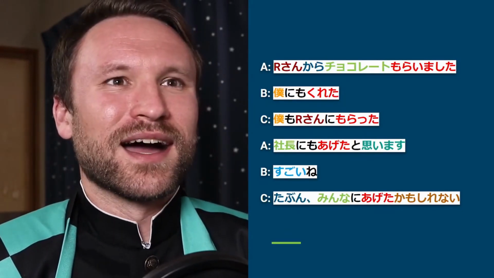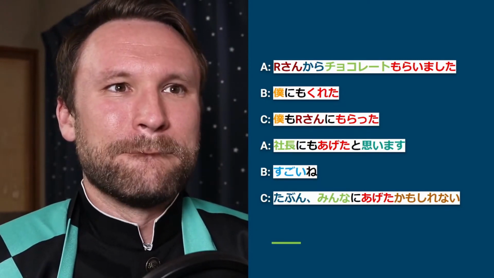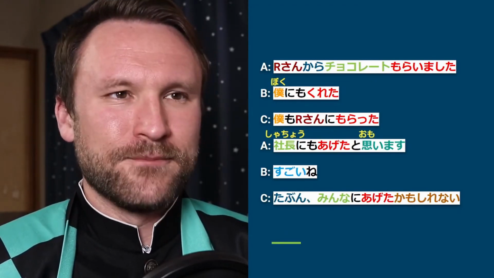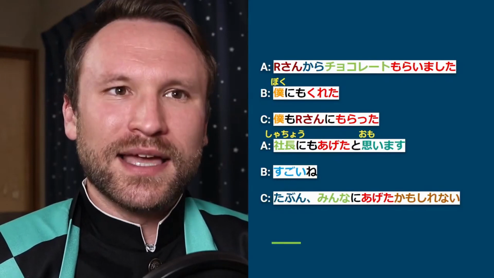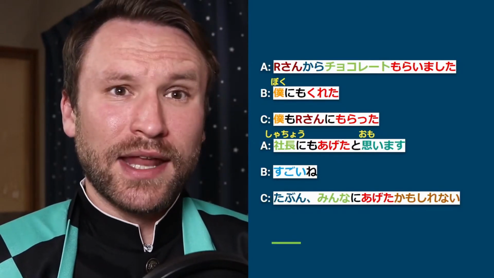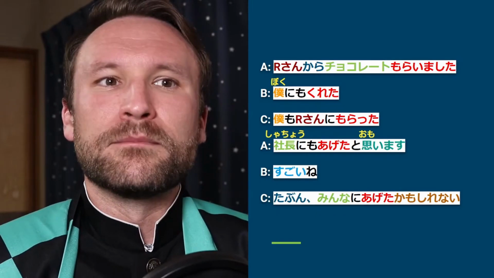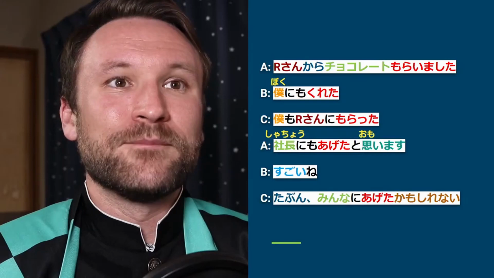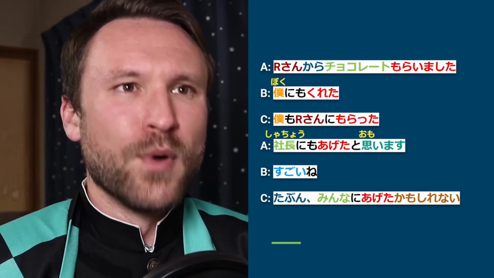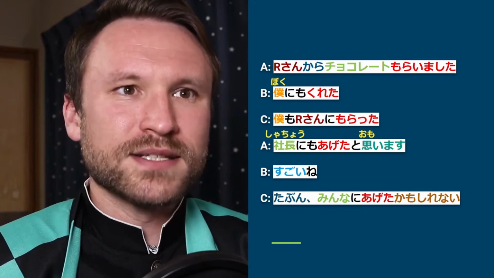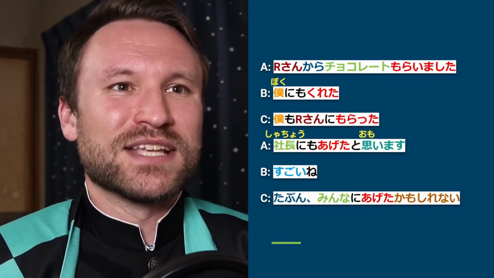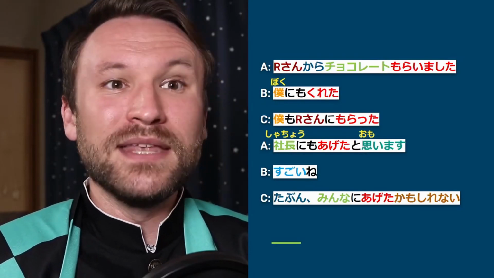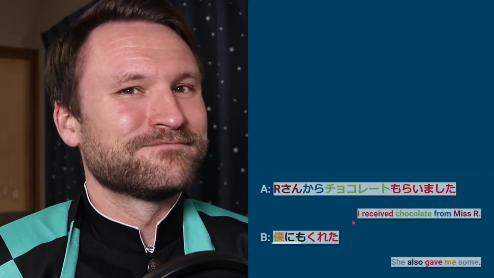Rさんからチョコレートもらいました。僕にもくれた。僕もRさんにもらった。社長にもあげたと思います。すごいね。多分、みんなにあげたかもしれない。Full speed. Rさんからチョコレートもらいました。僕にもくれた。僕もRさんからもらった。社長にもあげたと思います。すごいね。多分みんなにあげたかもしれない。Let's go with the English.